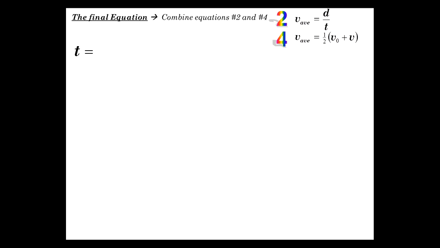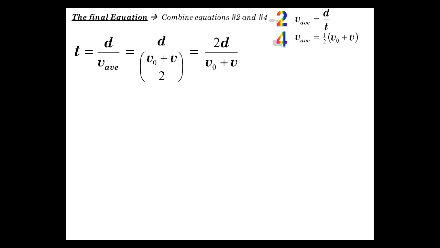Those two equations, we're going to look at equation 2 and solve this for t. t is equal to d over v average. But v average is this, so let's sub that in. There we have d over (v0 plus v) over 2. And that's 2d over (v plus v0). Now we're going to plug this expression for time into equation 3. Equation 3 came from our fundamental definition of acceleration, delta v over t.